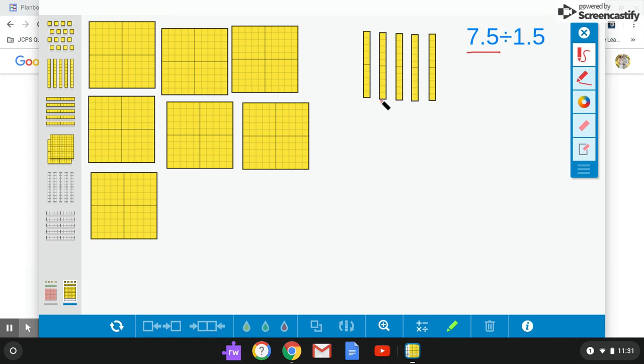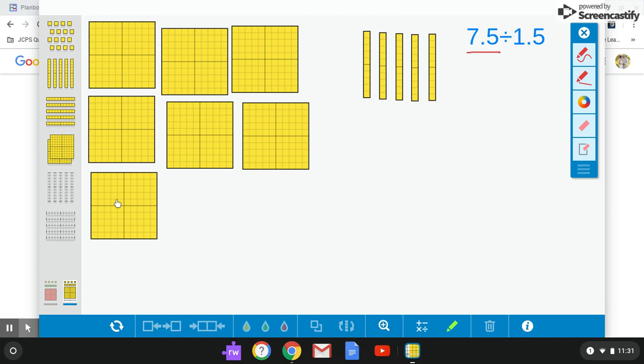I have 5/10. This is a little bit different than when we were dividing by whole numbers because we're not sure how many groups we're going to make. What we do know is that we need to have 1 5/10 in each group. And what we're trying to figure out is if I have 7 5/10 and I'm going to put them into groups where there is 1 5/10 in each group, how many groups can I make?